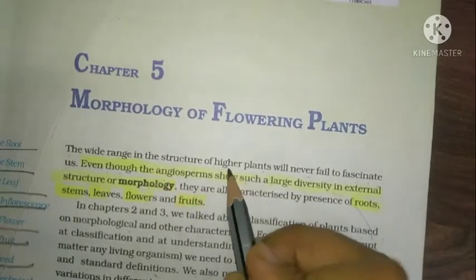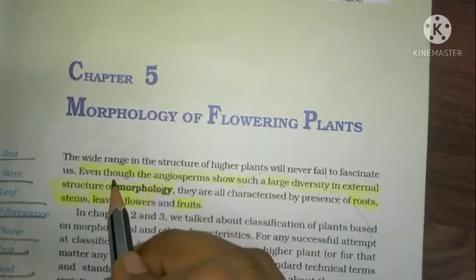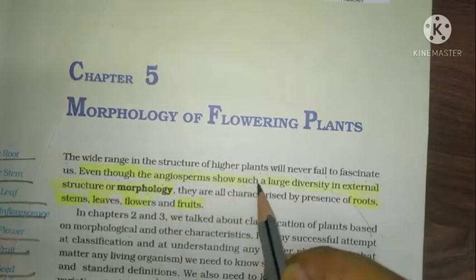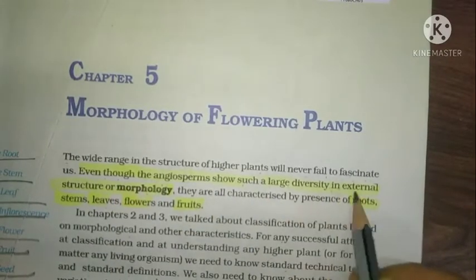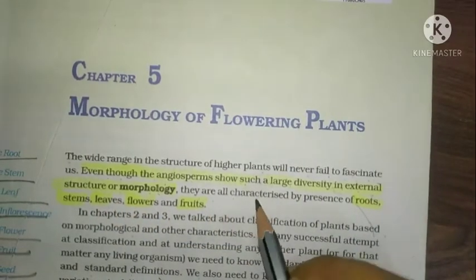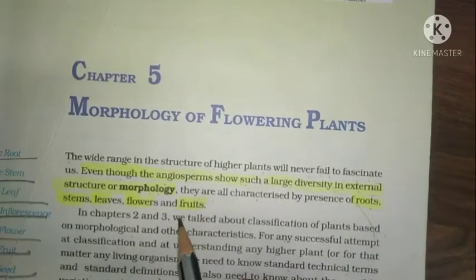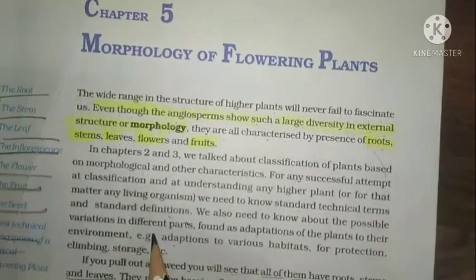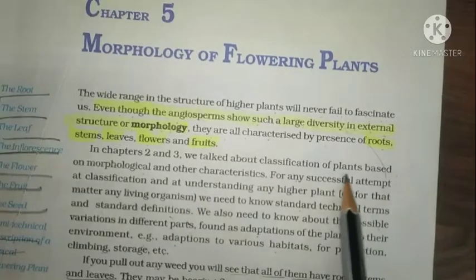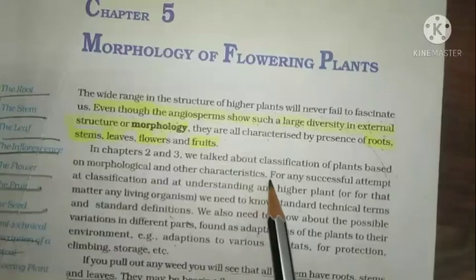The wide range in the structure of higher plants will never fail to fascinate us. Even though angiosperms show such a large diversity in external structure or morphology, they are all characterized by the presence of a root, stem, leaves, flower, and fruit. In chapters 2 and 3, we talked about classification of plants based on morphological and other characteristics.